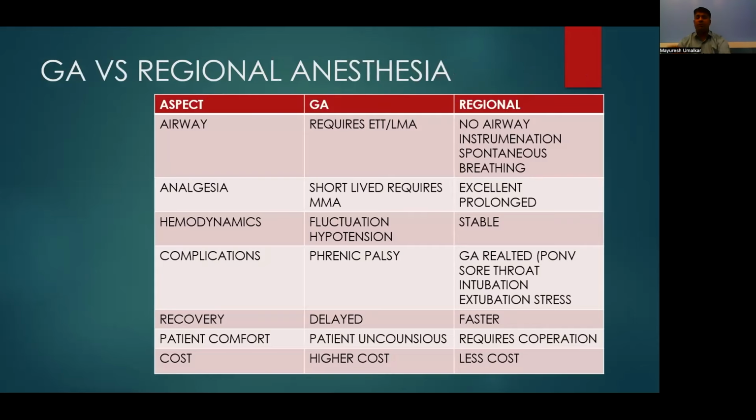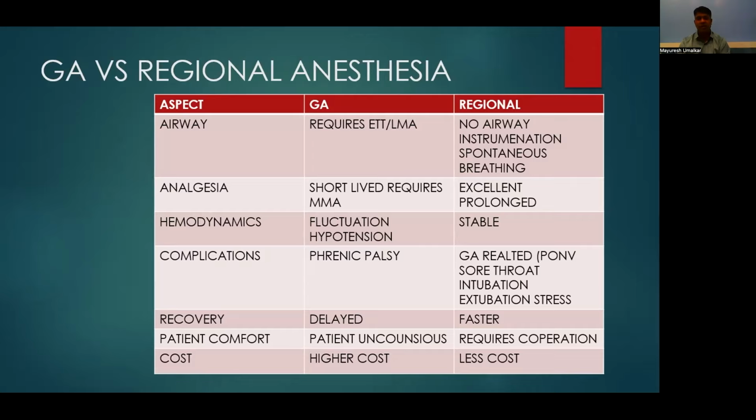Now, what are the differences between GA versus regional anesthesia? In general anesthesia, we require an ET tube or LMA. In regional, no airway instrumentation, spontaneous breathing. Analgesia is short-lived in GA and requires multimodal analgesia. In regional, it's excellent and prolonged. Hemodynamics: fluctuation, hypotension, because of the sevoflurane which you are using, it causes vasodilatation.